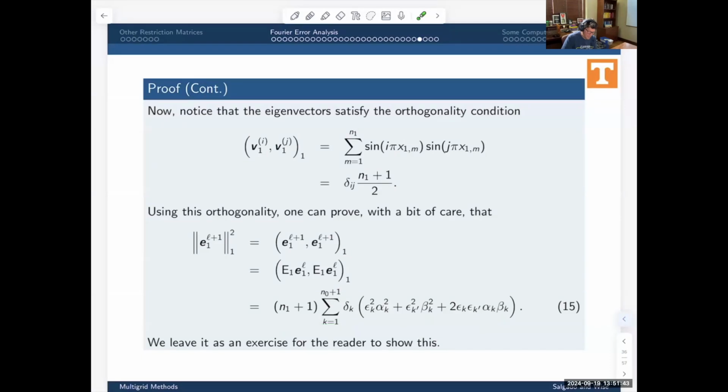Once I get it to this stage, now I'm going to employ those estimates that I had previously. So I'm trying to calculate the 2 norm squared of this vector.